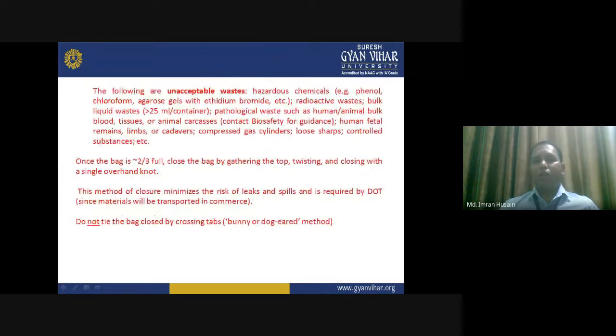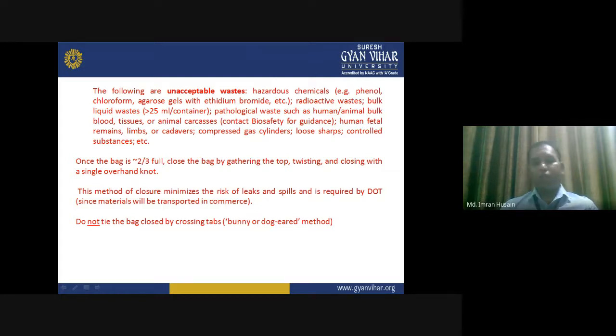The following are unacceptable waste: hazardous chemicals, for example phenol, chloroform, aerosol with ethidium bromide, radioactive waste, bulk liquid waste, and pathological waste such as human or animal bulk blood, tissues, or animal carcasses. Okay, for biosafety guidance.